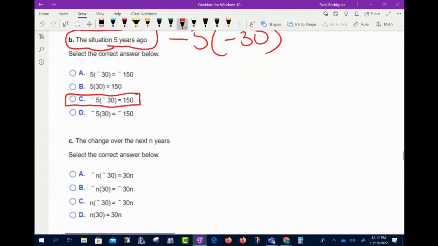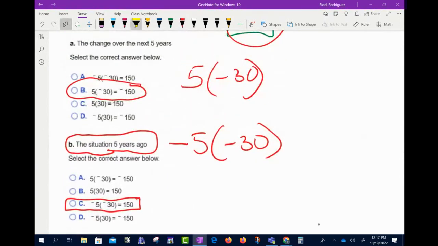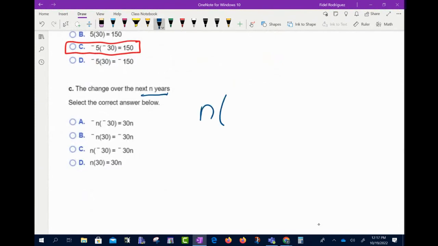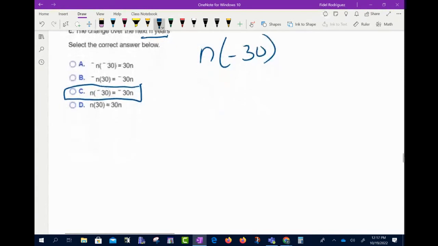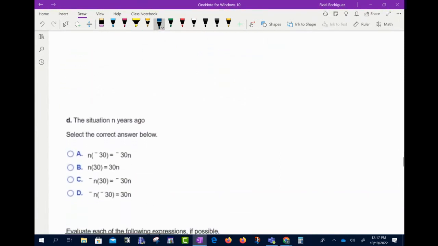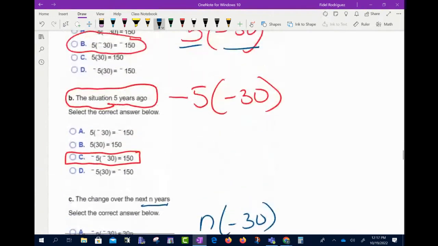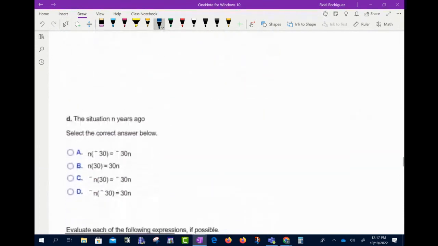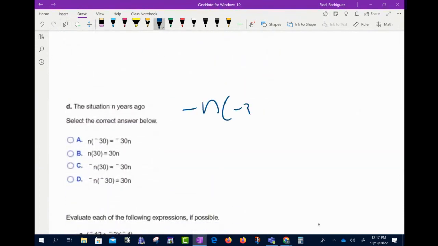Now, part C says the change over the next n years. Now, y'all, this is kind of similar to what we did right here. We said, look, the change over the next 5 years was 5 times negative 30. So the change over the next n years is going to be n times negative 30. And I'm going to look at my choices and say, hey, that looks a lot like choice C, okay? And then when I get to part D, it says, what was the situation n years ago? That's kind of like this one here. The situation 5 years ago was a negative 5. So the situation n years ago would be a negative n times a negative 30, and that looks like choice D to me, right?